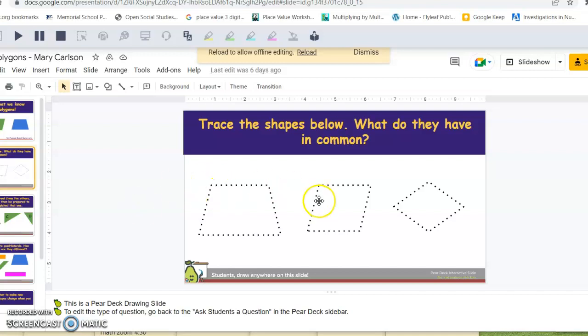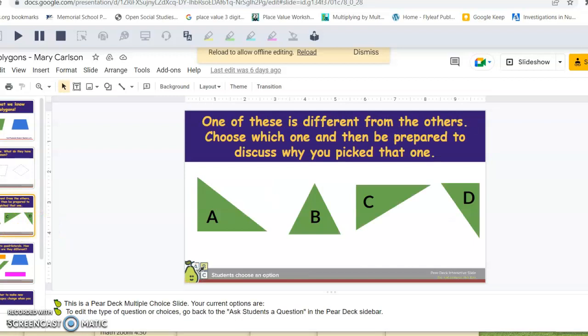But like in this case, students might make the connection that these are all quadrilaterals, or they might not. They might say that none of these have right angles, or they might say that they have at least one pair of parallel sides, for instance. There are different answers that are the right answer.